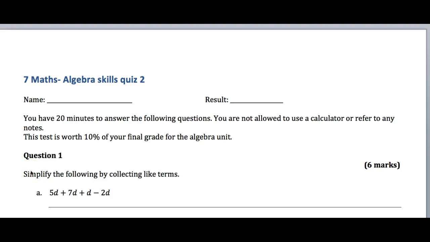Hello ladies, this video is looking at the solutions to the Algebra Skills quiz number 2. A lot of you had a bit of trouble with this quiz, so this video is going to go through the solutions for every question.